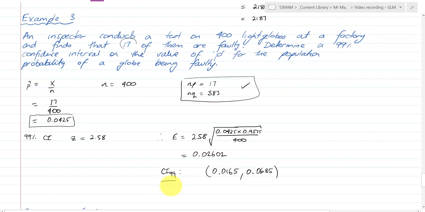So it's a reasonably large sample, which compresses my confidence interval, but it's also a large confidence level, 99% being a large one, so that widens it out again. And this is pretty wide, really. The confidence interval is between 1.65% and 6.85% of globes will be faulty in this particular factory.